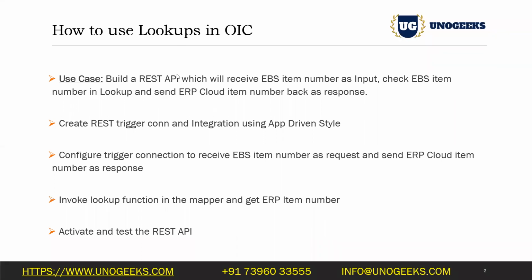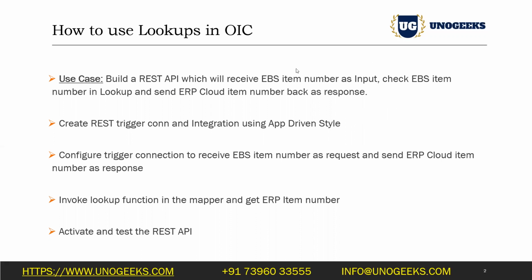To explore how to use lookups, we'll build a REST API, which will receive an item number, probably an item number from the E-Business Suite application, as an input. And we will create a lookup, and in that lookup we'll store the mappings between EBS item numbers and ERP item numbers. Here the expectation is that the item numbers in EBS and ERP cloud are slightly different. They follow different naming conventions.